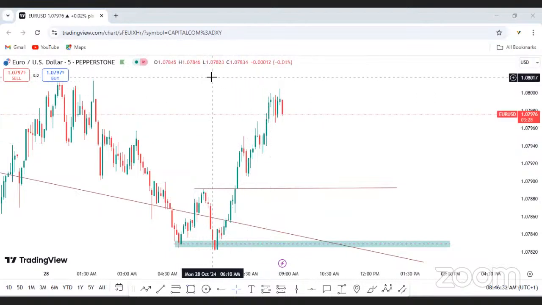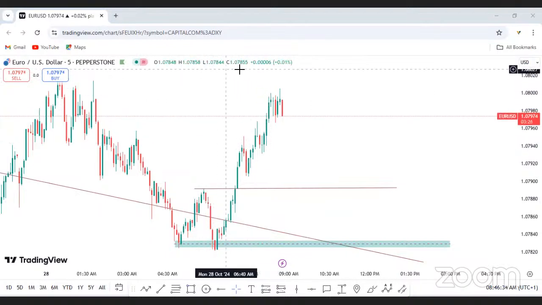We're going to go on a very short break, and when we return, we'll be having our analysis for gold and the yen baskets.